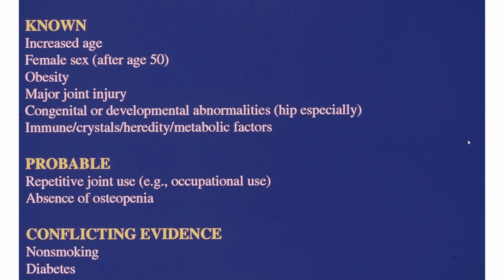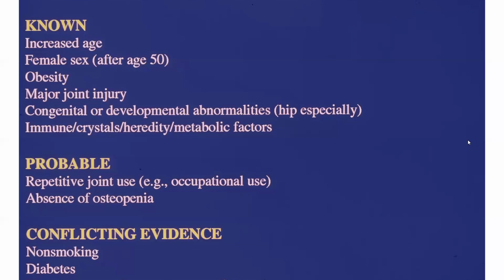Slipped capital femoral epiphysis, that's three. And also crystals and hereditary metabolic factors. Here we have gout, pseudo-gout, and a number of other conditions which can be associated with crystals, including hemochromatosis.